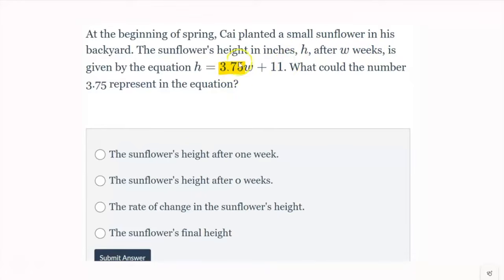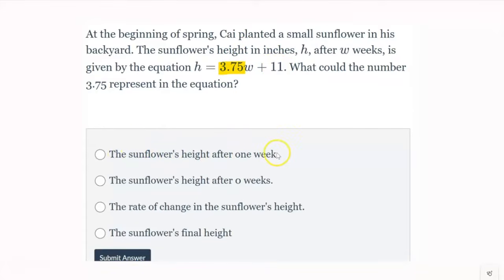So remember, slope is what keeps happening to the sunflower. It starts off with 11, but every week, right, it goes up by 3.75 inches. That's what I'm looking for. So you determine what it means before you look at the answer choices, then you go find it. So again, 3.75 is what keeps happening to my start. I'm adding 3.75 every week. So that's what I'm looking for.